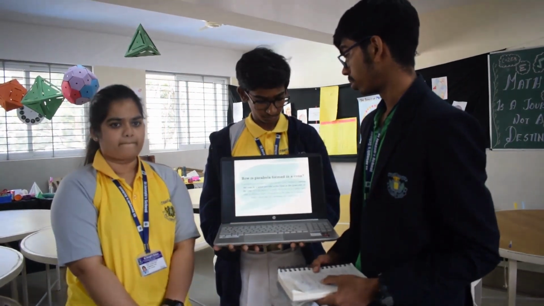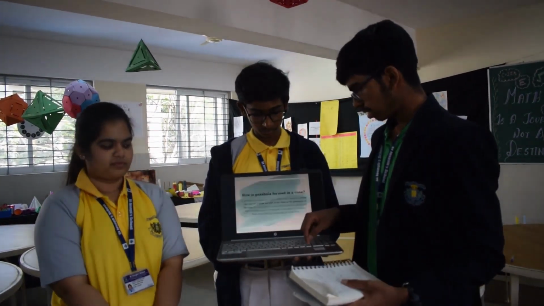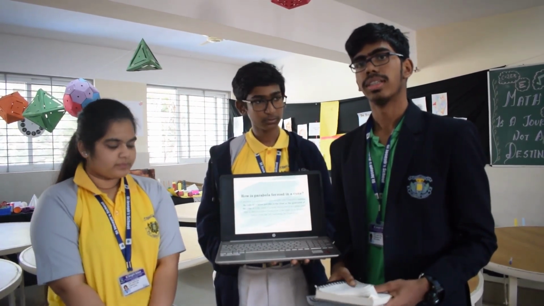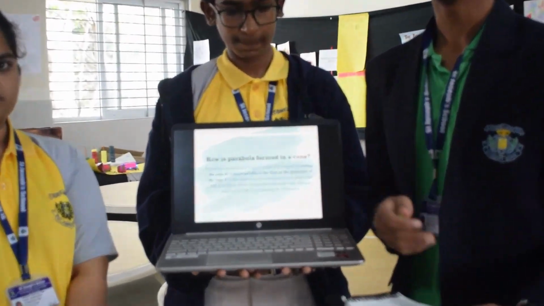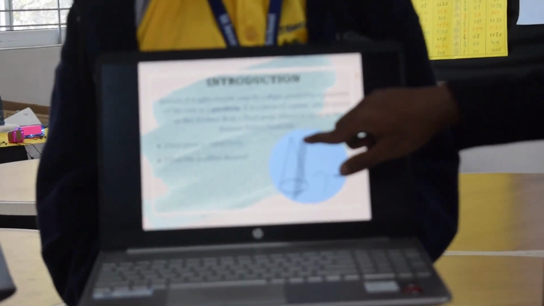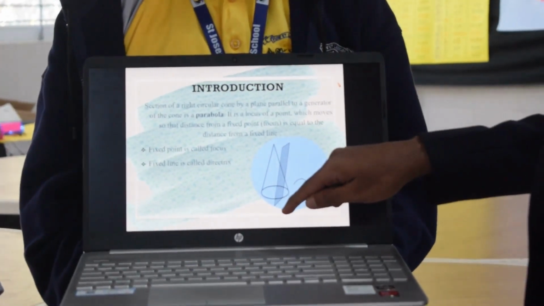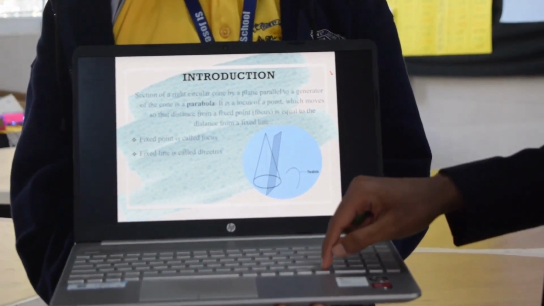So, how is a parabola formed in a cone? The way a parabola is formed in a cone is that any cut which is slanted parallel to the side of the cone will be a parabola. For example, as here, this part is parallel to the side of the cone, hence making a parabola.